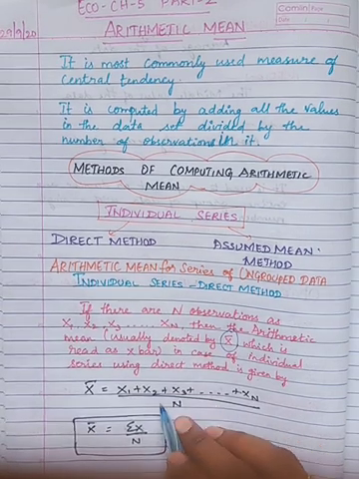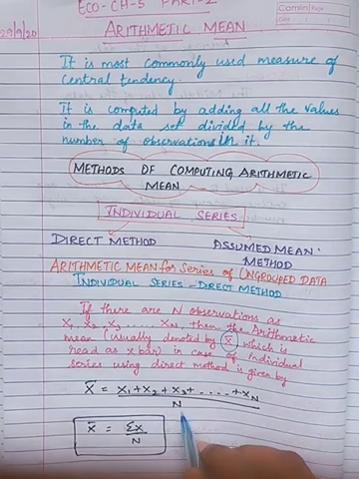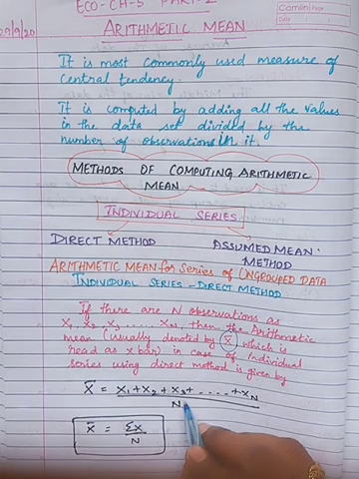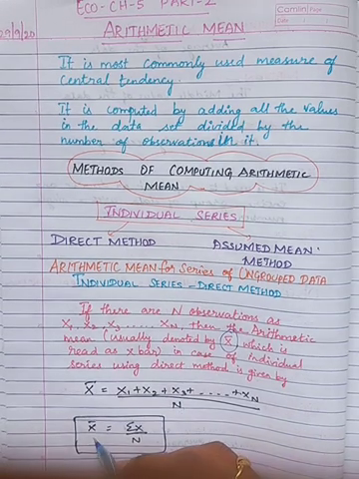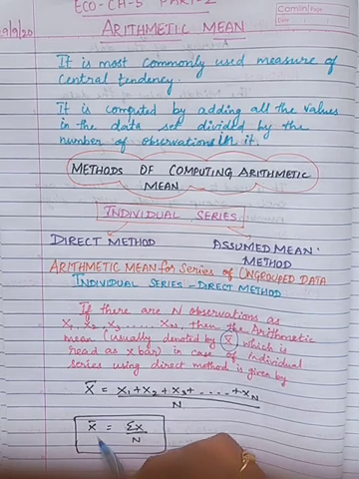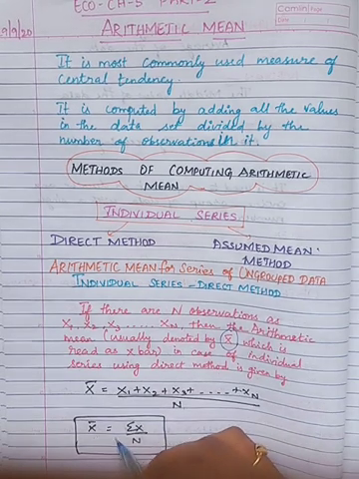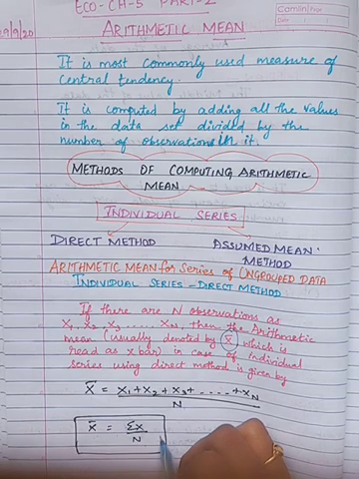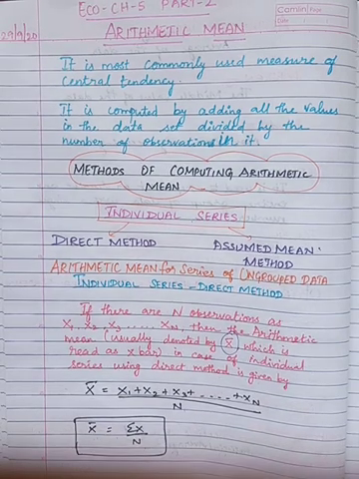So you have to add up all the x values and divide by the number of x. The formula for individual series, the direct method, is x bar is equal to sigma x by n. So this is the first formula.